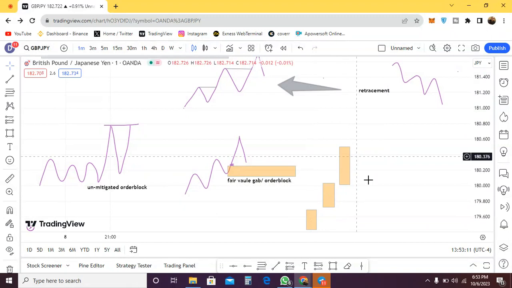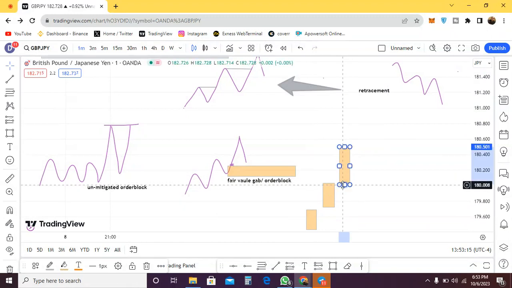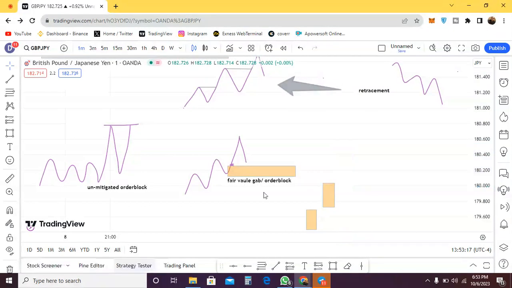We're still going to talk about fair value gap too, but I'm just trying to get you very much involved in what we are going to be doing in our previous classes.